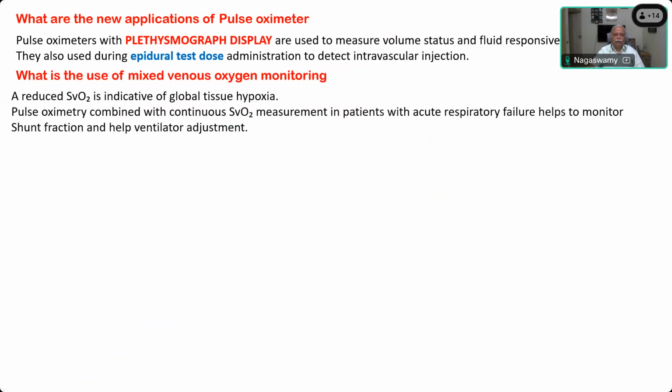Okay? And pulse oximetry combined with continuous SvO2 measurement in patients with acute respiratory failure can also find the shunt fraction and help in ventilator adjustment. Okay? What is the purpose of expired gas analysis? Nowadays, all your workstations come with values of expired EtCO2, EtO2, and ET gas values. Everything comes in your new machines. What is the purpose?